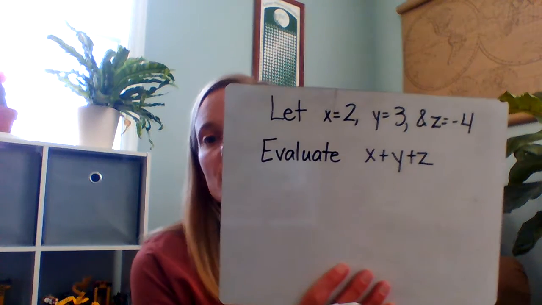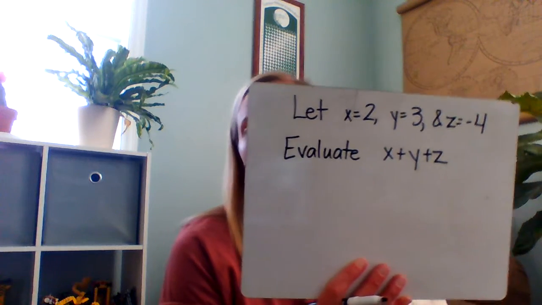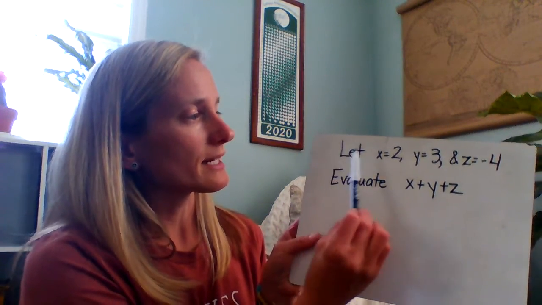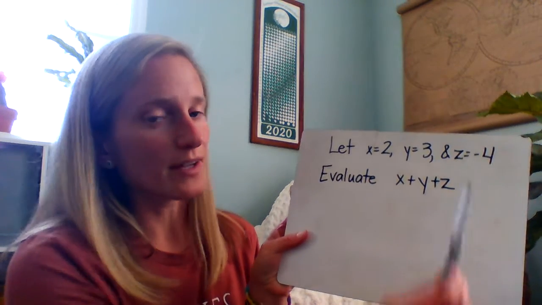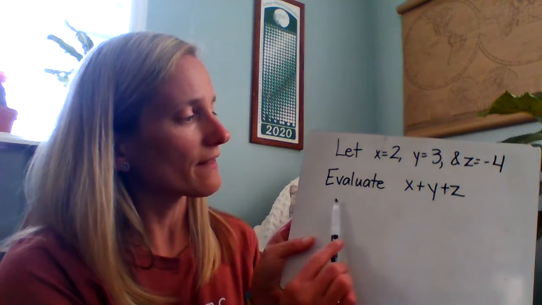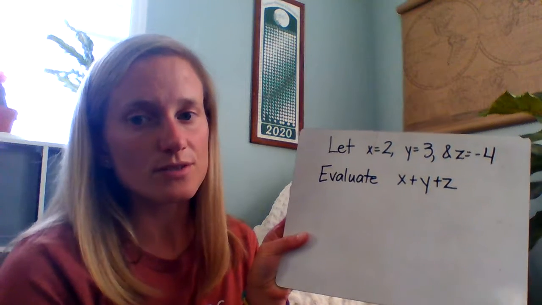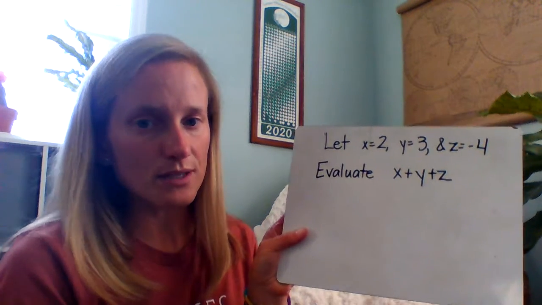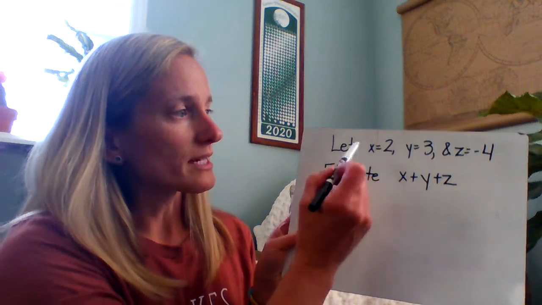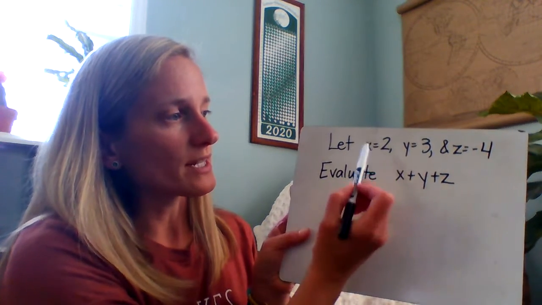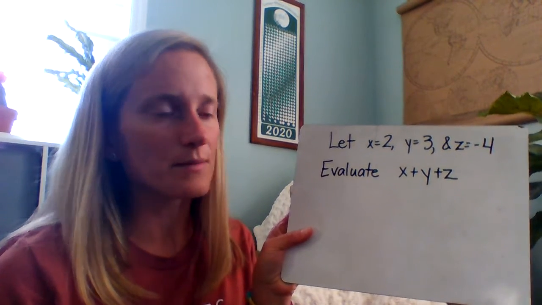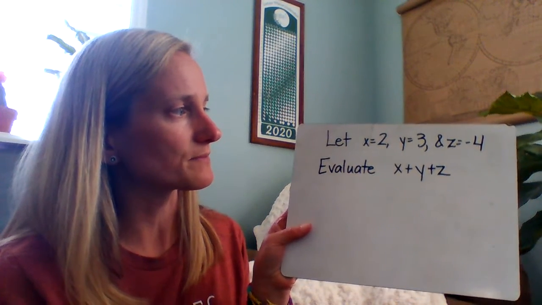So you're going to see problems like this, and your classwork is going to look a lot like this. So you'll be told let x equal a value, y equal a value, and z equal a value, and then it's going to ask you to evaluate a certain expression. And remember, we call this an expression because there is no equal sign. So unless we are given these values for x, y, and z, we wouldn't be able to find a simplified value for the expression.